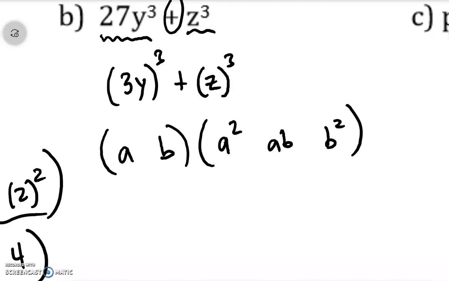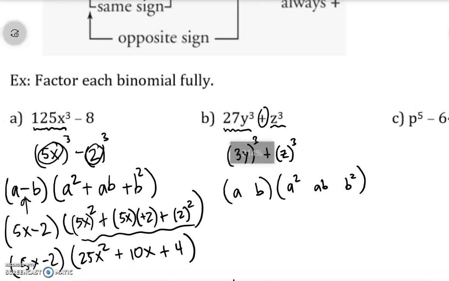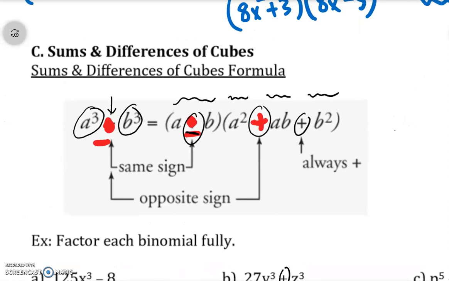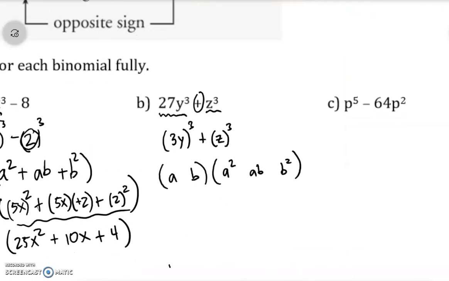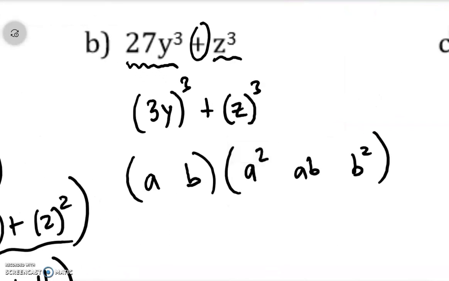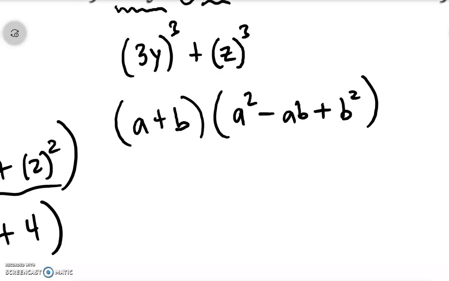So the key is remembering the signs. If we go back up to our notes, we notice that if it's a sum of cubes, we'll have the same sign here, a different one here, opposite, and always positive. So since it's the sum, it's the same, it's opposite, and it's always positive. So let's just plug in and we'll see what we get here.